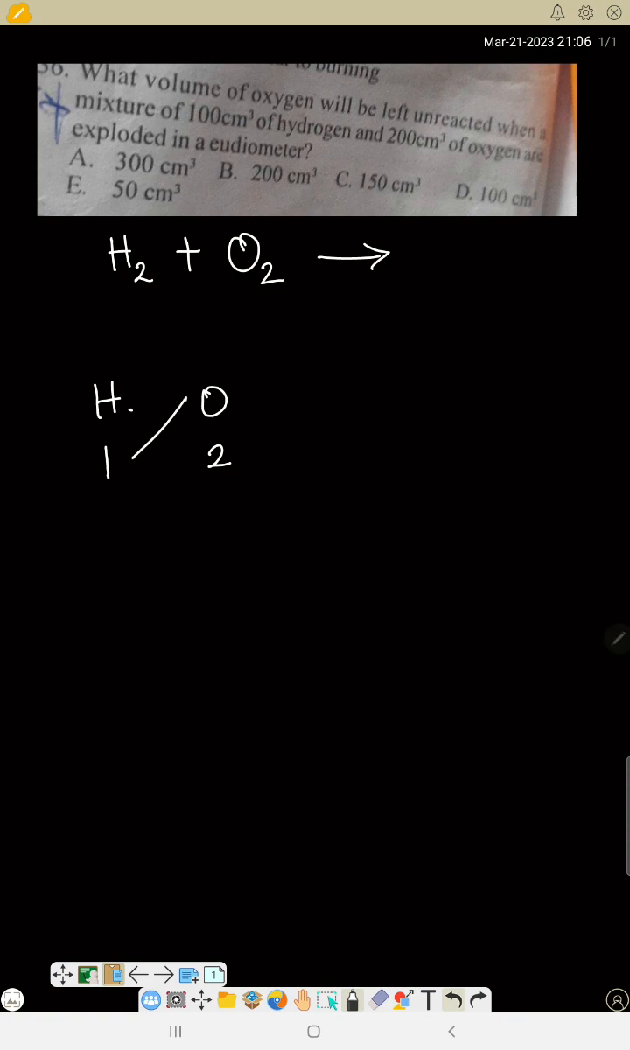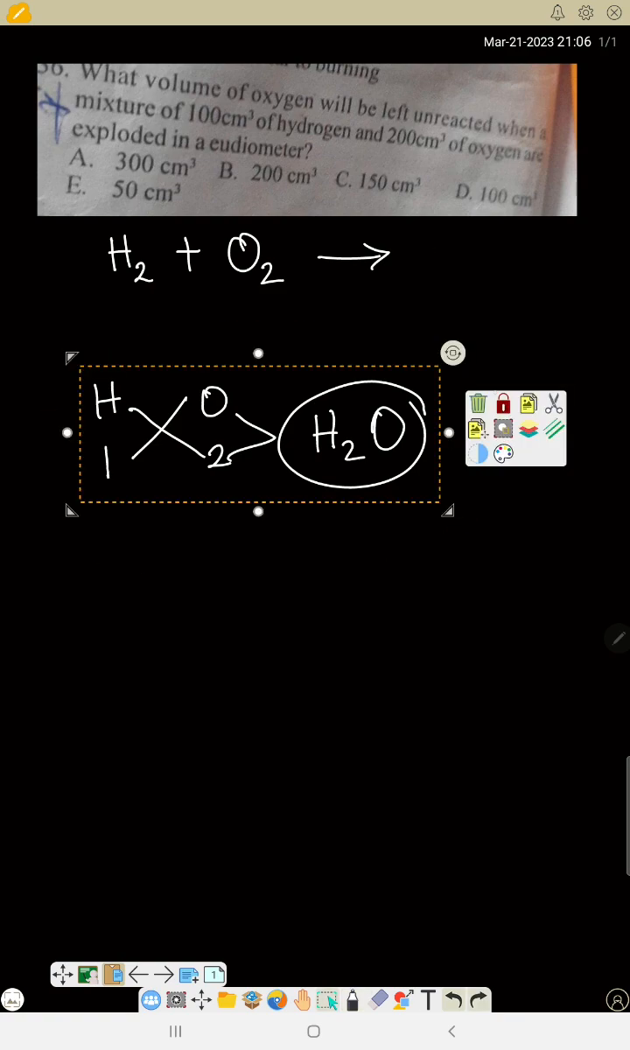So now, crisscross. 2 is going to H and 1 is going to O. So the product will be H2O. So that means hydrogen reacts with oxygen to give H2O. So we have to balance the equation. In balancing the equation, how many hydrogen do you have here? 2. How many oxygen do you have here? 2. So this is H2O.